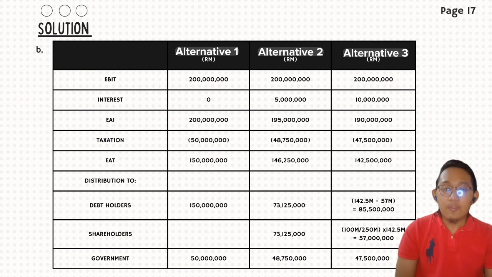And finally, for the government, they will get 47.5 million through taxation. That is all from us. Thank you very much.